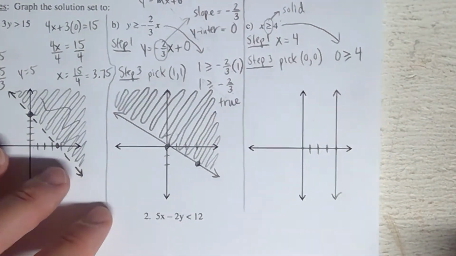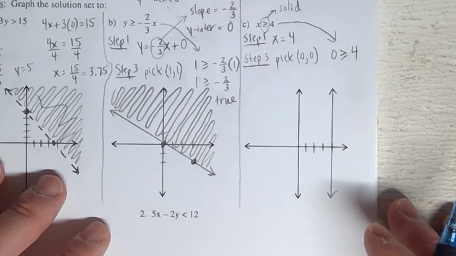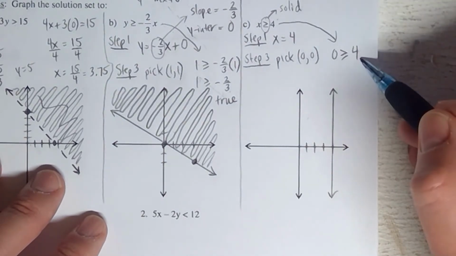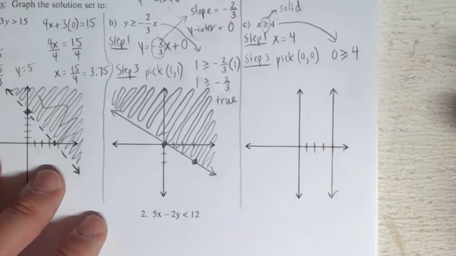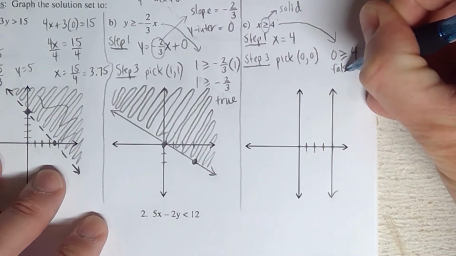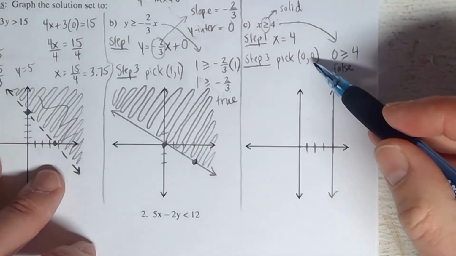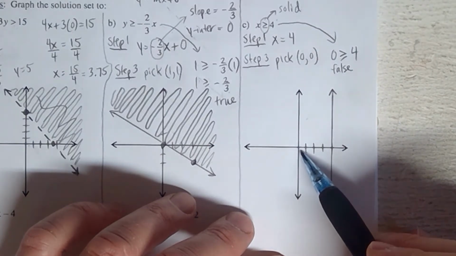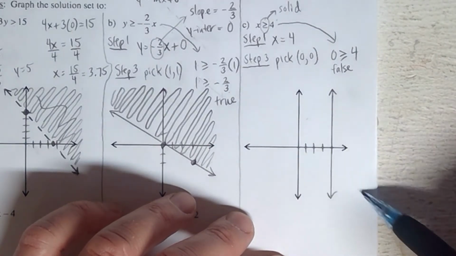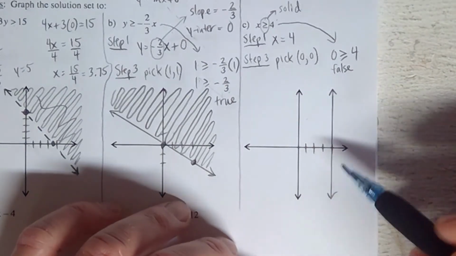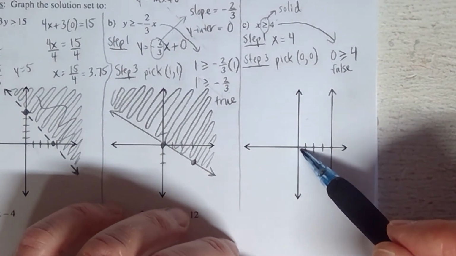We get 0 greater than or equal to 4. Is that true or false? Is 0 greater than or equal to 4? No, it's less than 4. 0 is definitely less than 4. So this is false. Where is the point that I tested? It is over on this side of the line, isn't it? There's this side of the line over here, and then there's this side over here on the left of it. The point I tested was on the left.